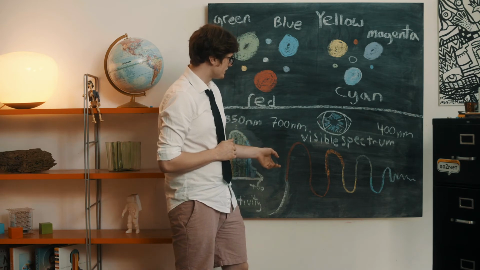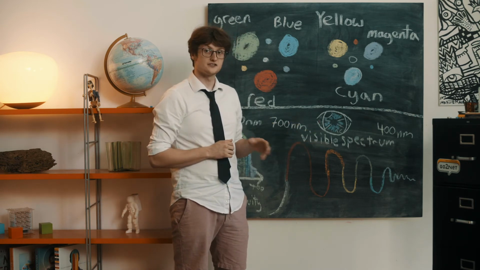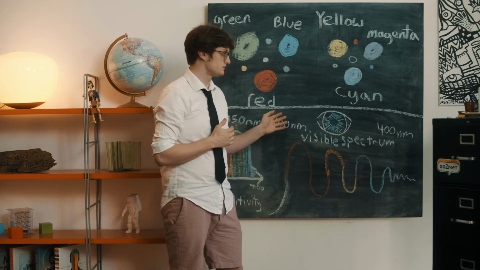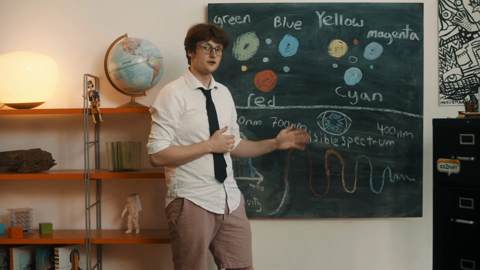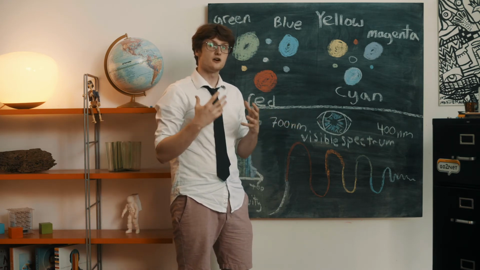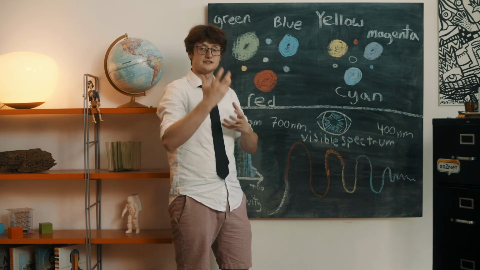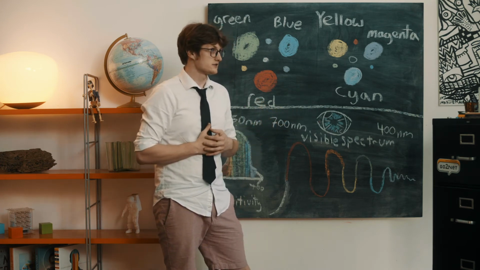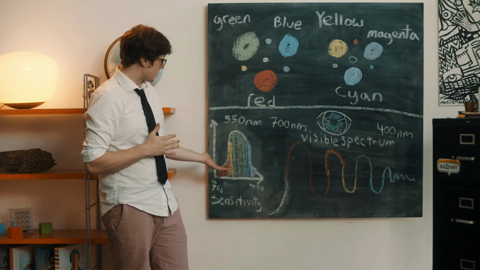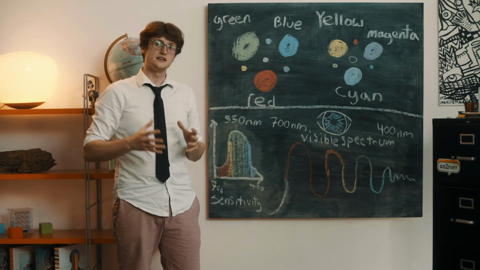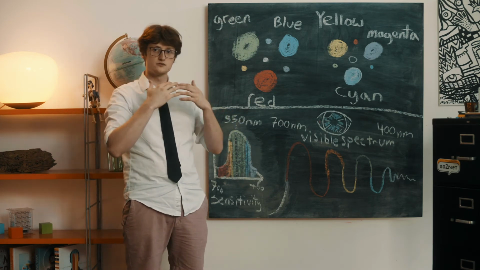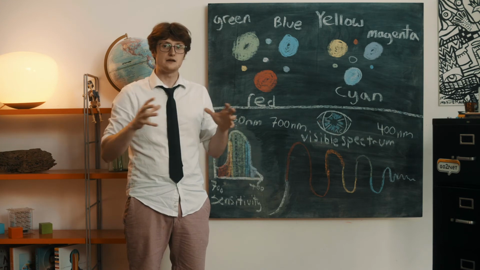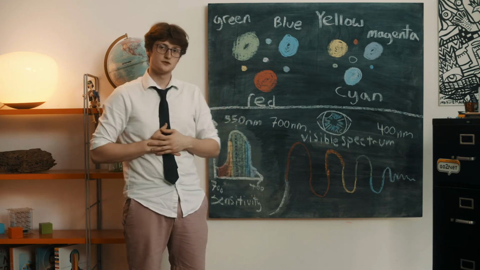And what we have in our eyes are actually cones that are sensitive to these three different colors, so the red, the green, and the blue. And these cones are not equally sensitive to all these different colors, okay? We're actually most sensitive to green. So our eyes don't look at all the light the same. They're actually more tuned towards green light.